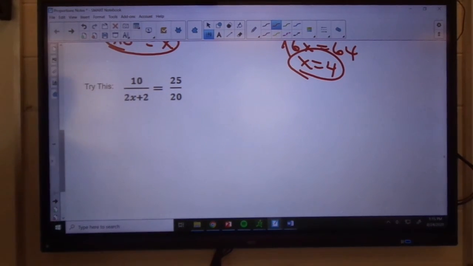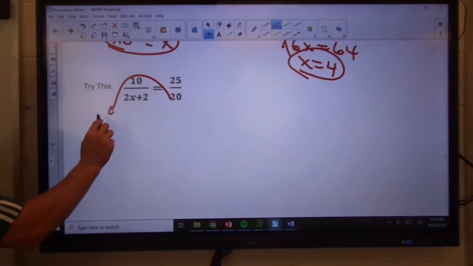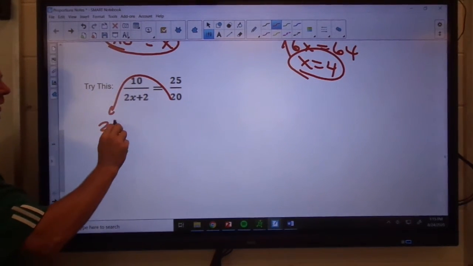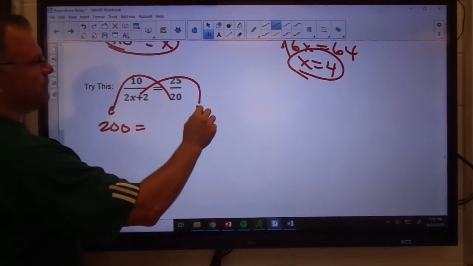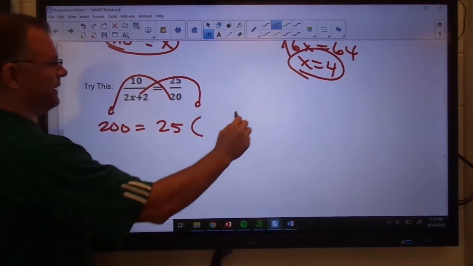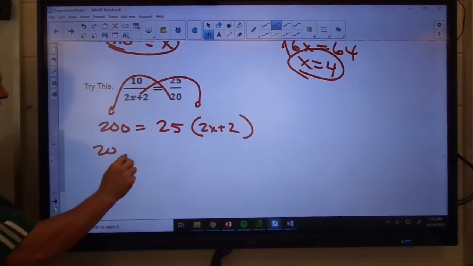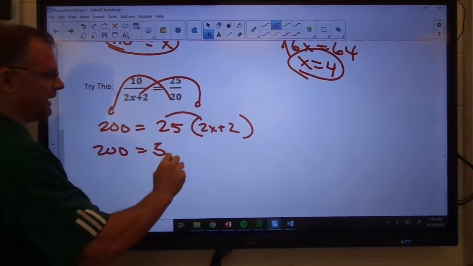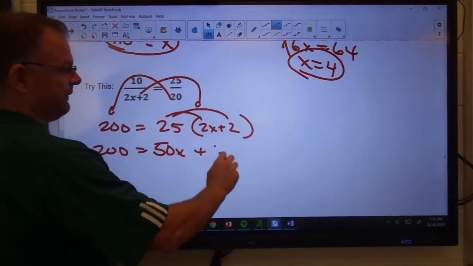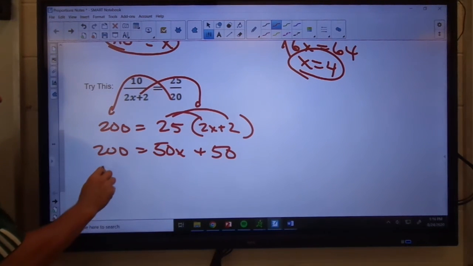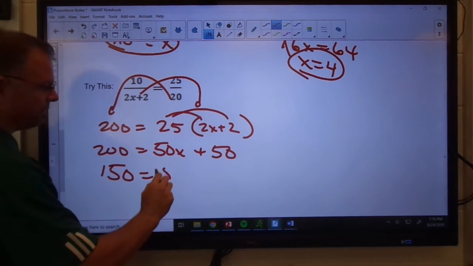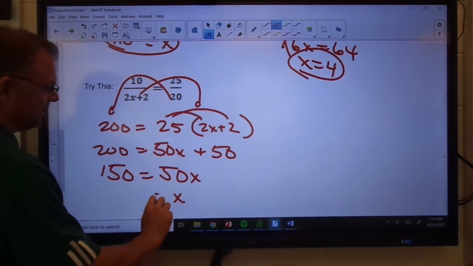Time in. These two corners multiplied. 10 times 20, that's 200. That equals these two corners multiplied. 25 times (2x plus 2). So 200 equals 50x plus 50. And then I'll subtract 50 here. That's 150 equals 50x. So x is equal to 3.